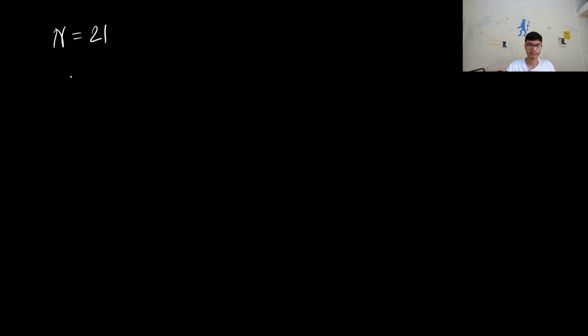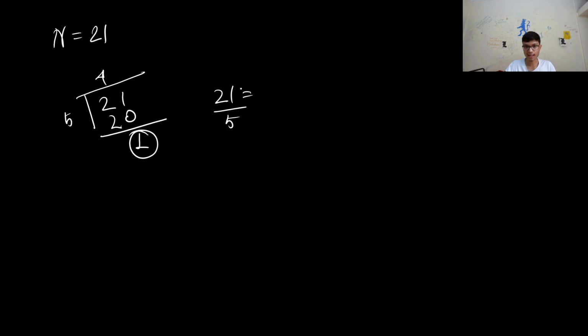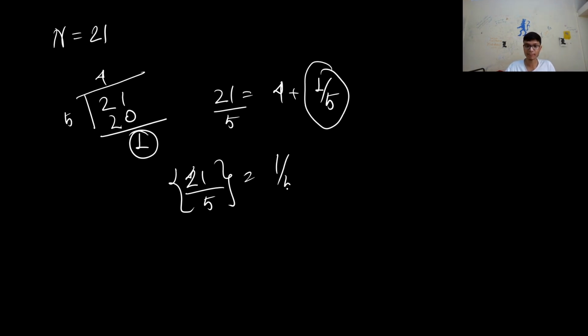The example has 21. When we divide 21 by 5, 5 4s are 20, so we have a remainder of 1. That means we can write 21 divided by 5 as 4 plus 1 by 5. So if I talk about the fractional part of 21 divided by 5, you will say the fractional part of 21 by 5 is simply this fraction, which is 1 by 5 or 0.2. ओके, तो ये काफी सिंपल सा चीज था.